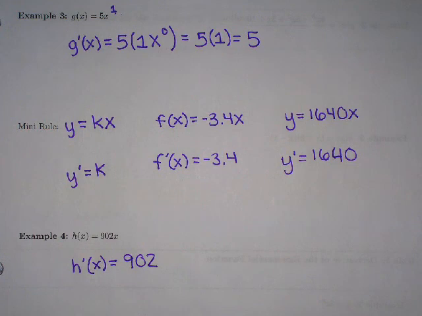Okay, so constant multiple, keep it, still bring down your power, subtract 1 for the new power. Unless the power is just a regular x to the first, then the derivative of like 16x is just 16.